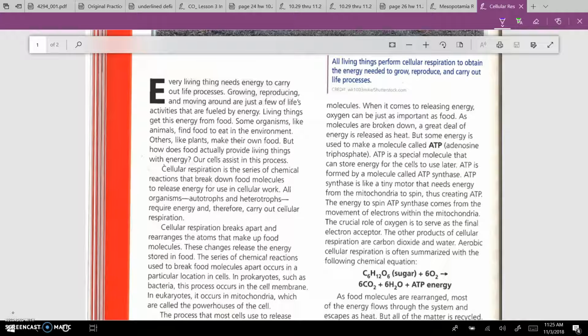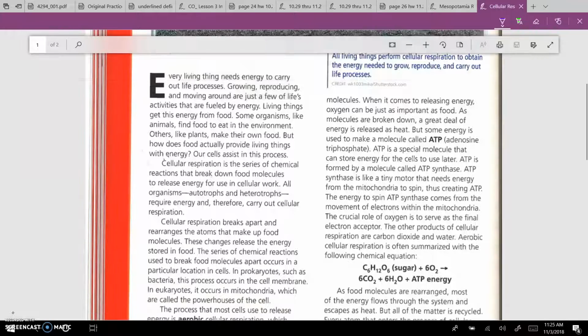But how does food actually provide living things with energy? Our cells assist in this process. Cellular respiration is the series of chemical reactions that break down food molecules to release energy for use in cellular work. All organisms, autotrophs and heterotrophs, require energy and therefore carry out cellular respiration.